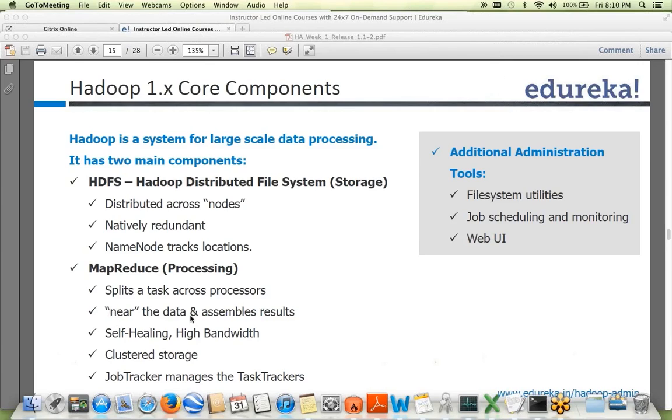And it nears the data, so if you have say 10 blocks, each of those blocks will try to run the task tracker on that same node where the data is, and they will run the computation in a distributed way, and at the end the results would be combined, and then the results would be presented in the output directly to the user.